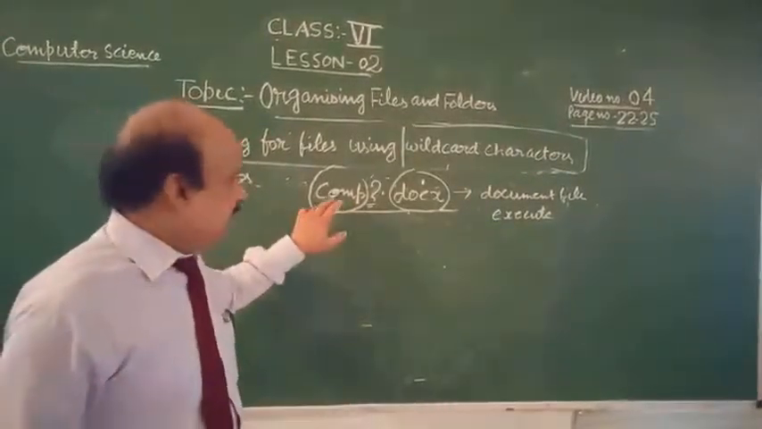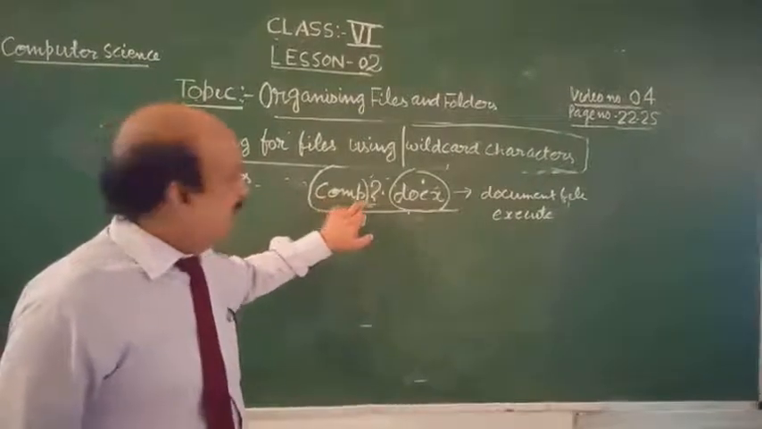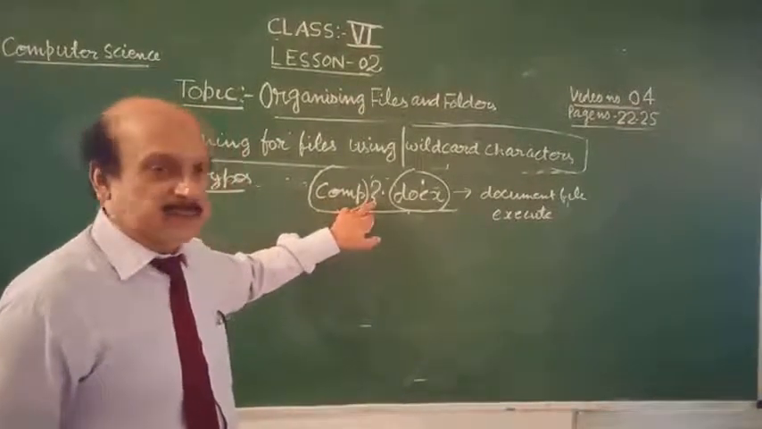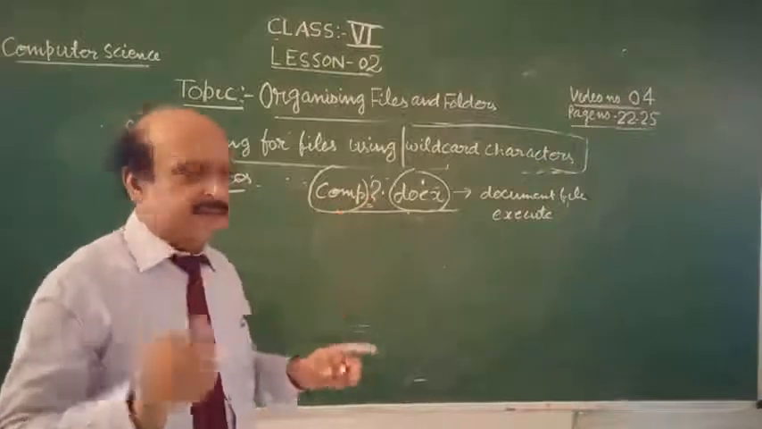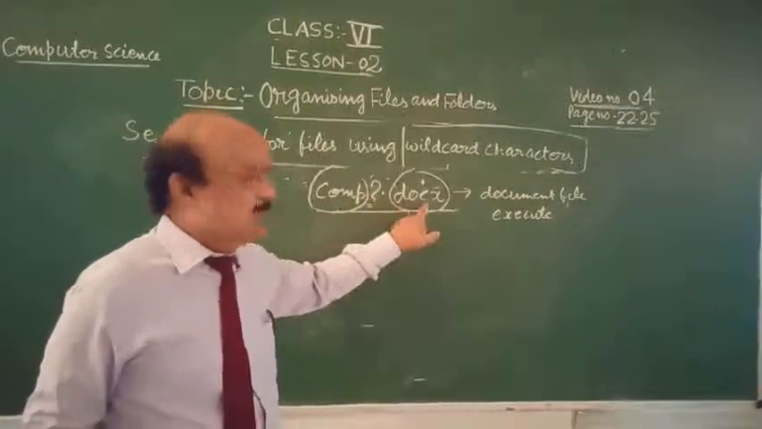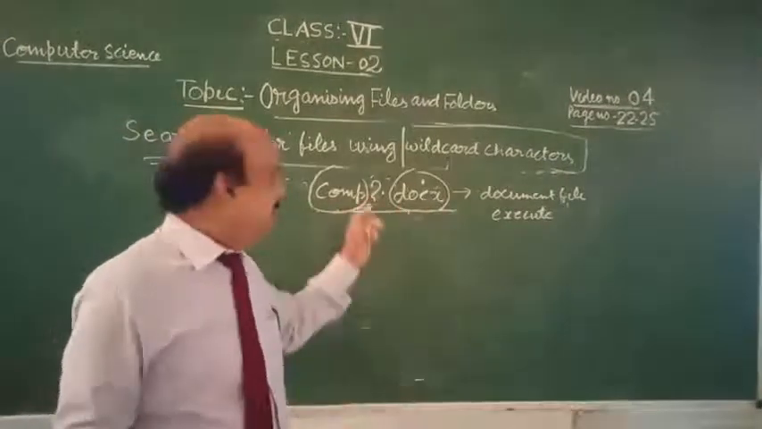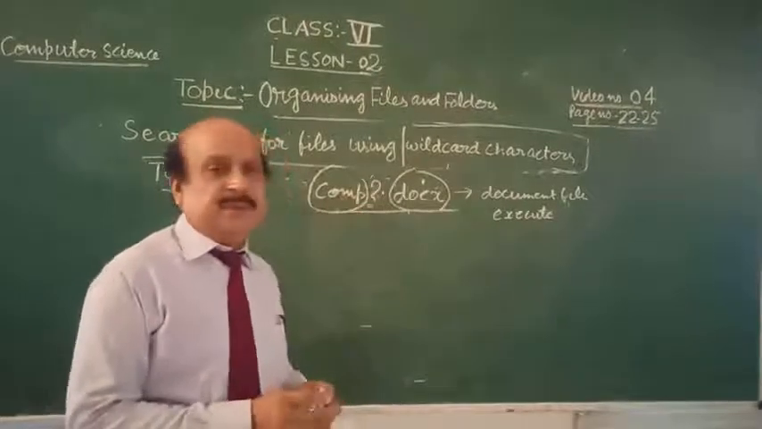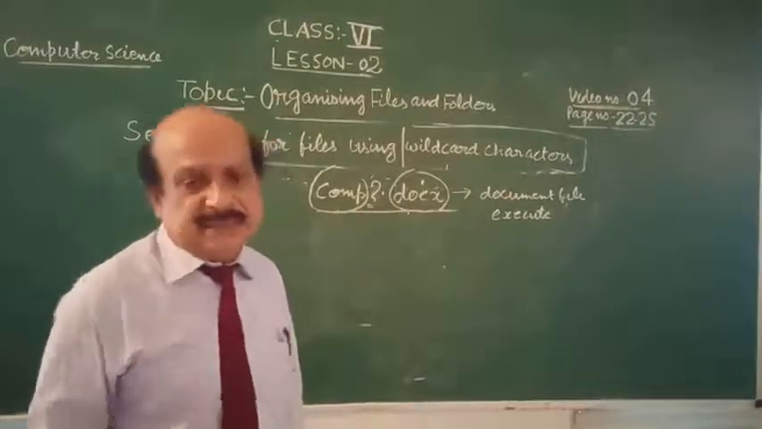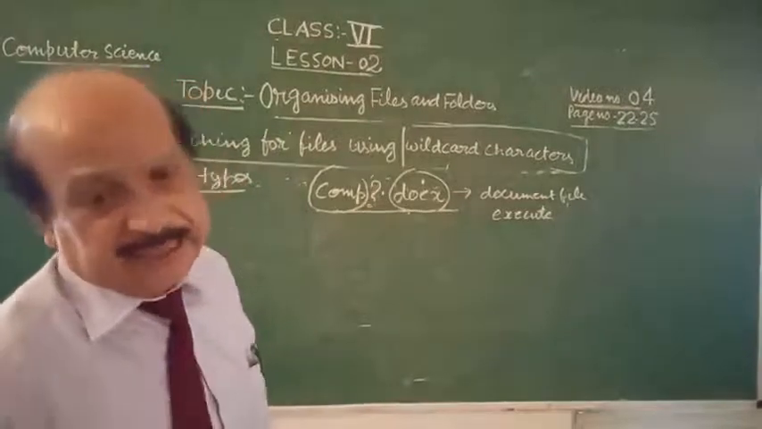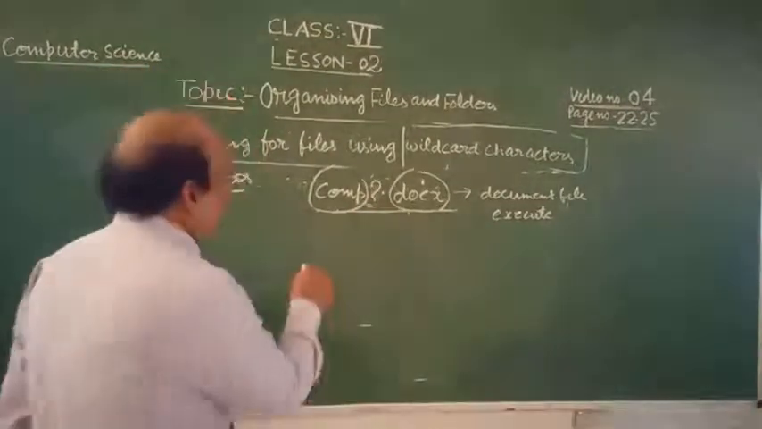Here, the file name must start with COMP. After that, if you want to write R, you can; T, you can. Only one character. But the extension must be DOCX. So all the files which start with com and whose extension is DOCX will be displayed on the screen. Clear?